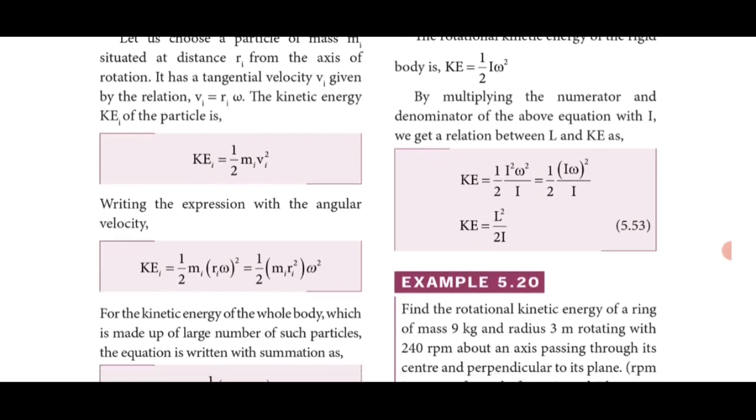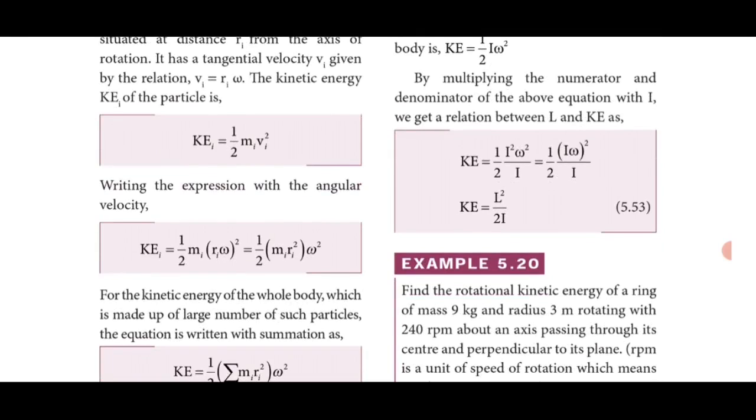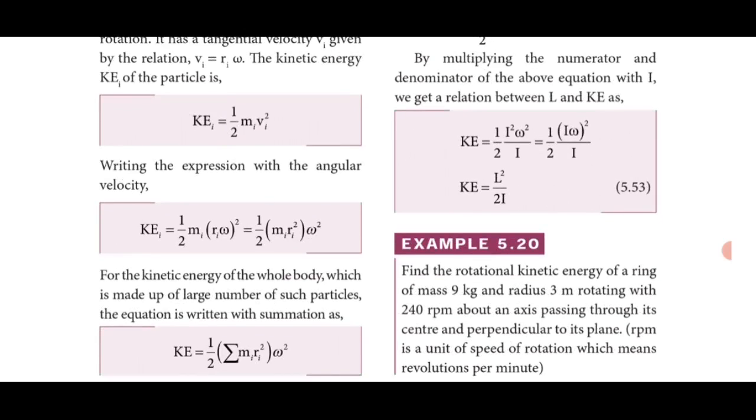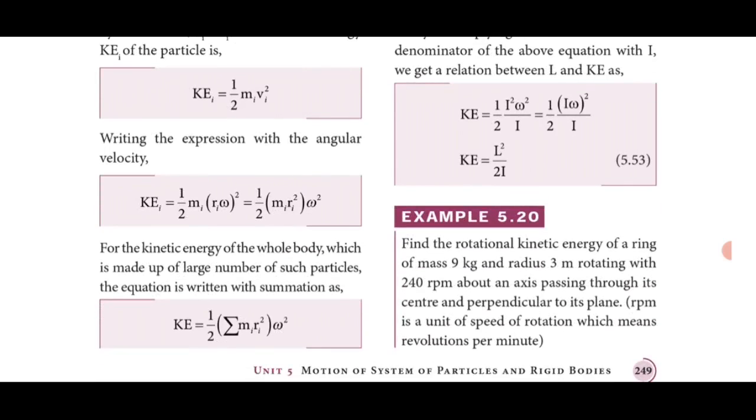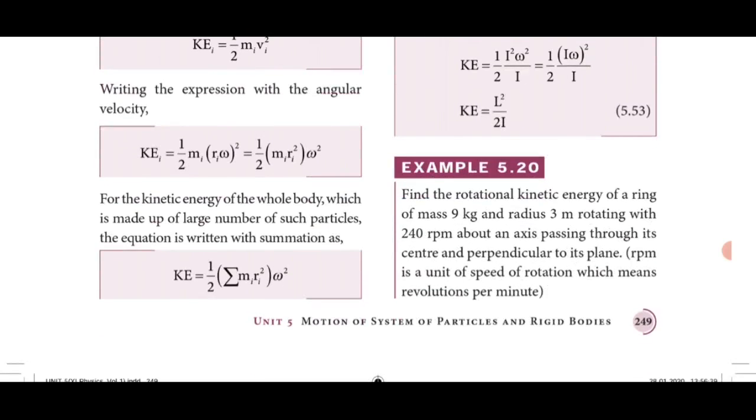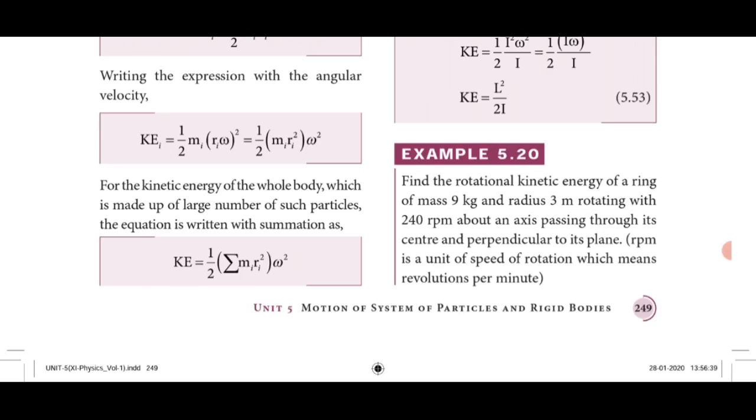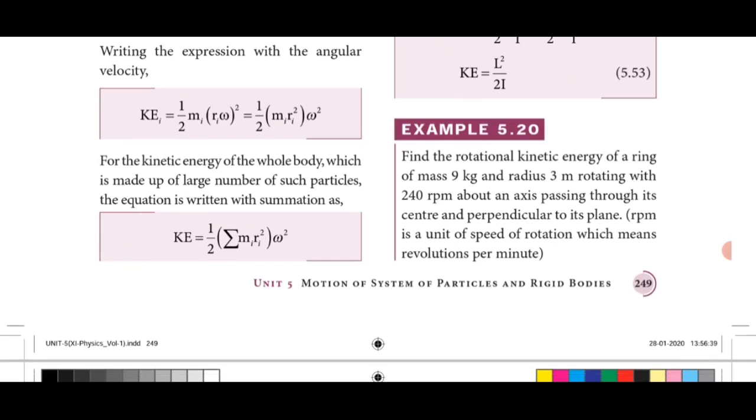It has a tangential velocity vi, given by the relation v is equal to r omega, which we already know. That's why vi is equal to ri omega. So the kinetic energy of the particle is KEi is equal to half mi vi square. Writing the expression with the angular velocity, instead of v we write r omega, so that is half into mi (ri omega) whole square. Squaring it, you get half into mi ri square omega square.